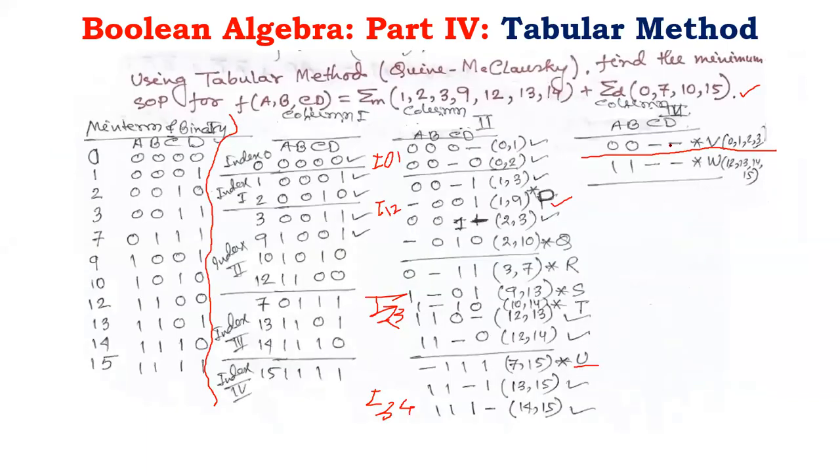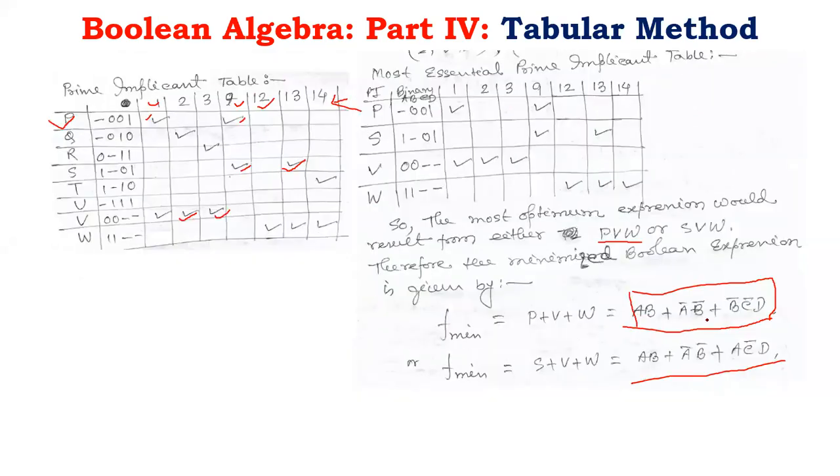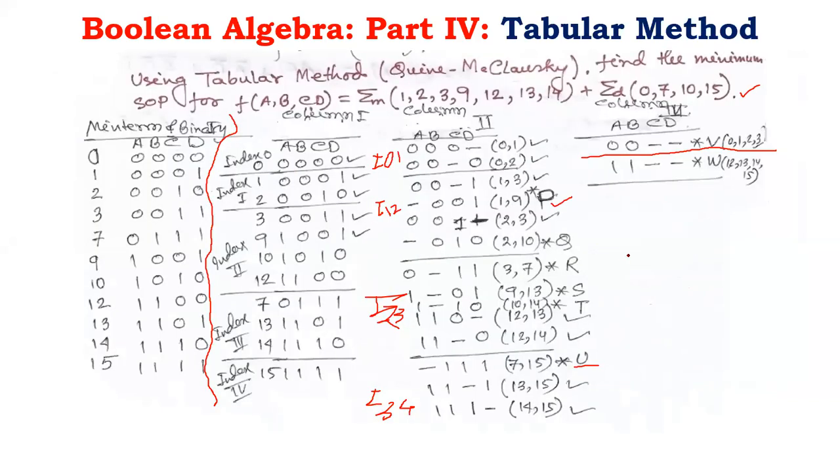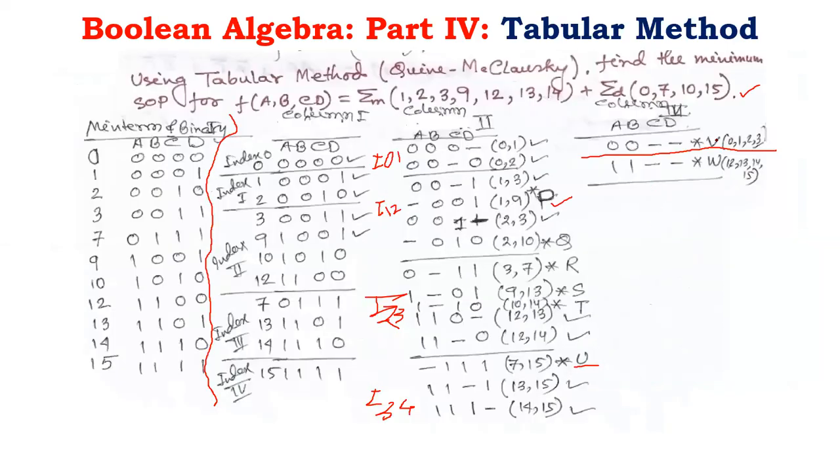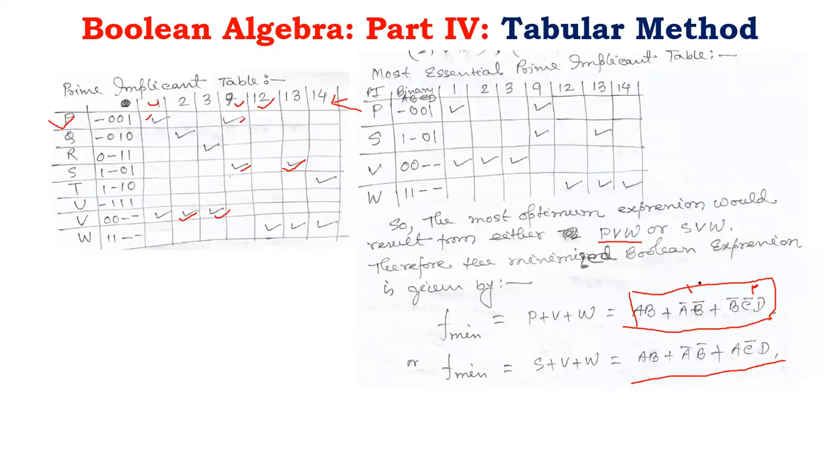V means dash dash, that is A B, that is A bar, B bar, 0 0. So that is A bar, B bar, and again W. W means 1 1, so that is AB. So AB plus A bar B bar plus B bar C bar D. This is P. A bar B bar is V, and this is W.